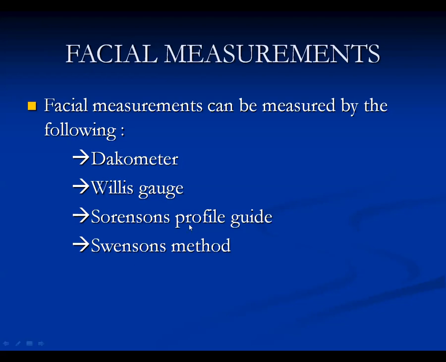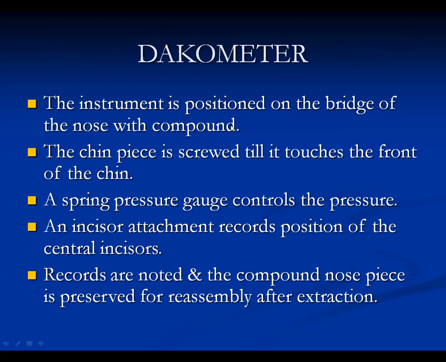Dacometer, release gauge, selection profile guide, Swenson's method. The dacometer is an instrument positioned on the bridge of the nose. See, it has a nose piece. Then a chin piece, which is screwed till it touches the front of the chin. Then a spring pressure gauge controls the pressure.